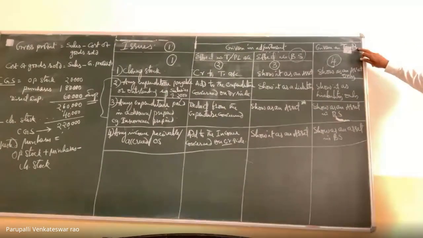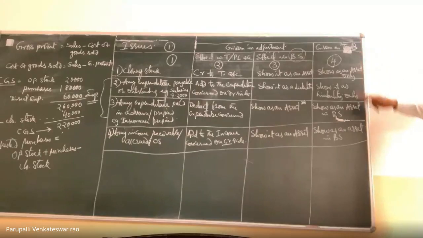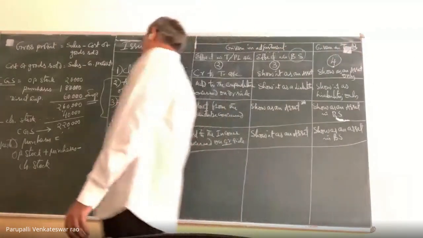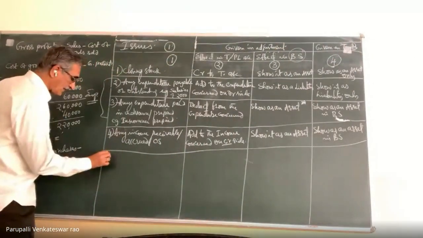In trial balance, if it is given in the trial balance, show it as an asset in balance sheet. Next one, number 5.